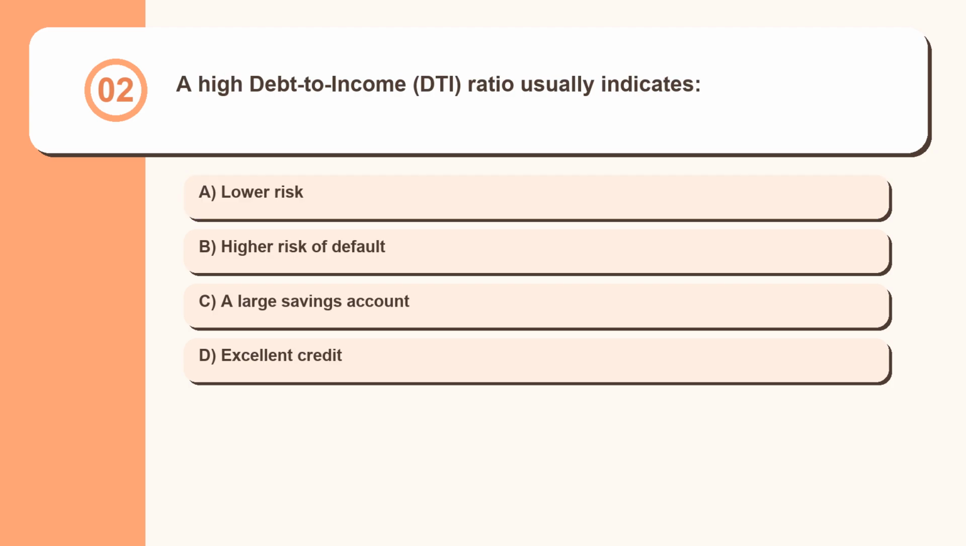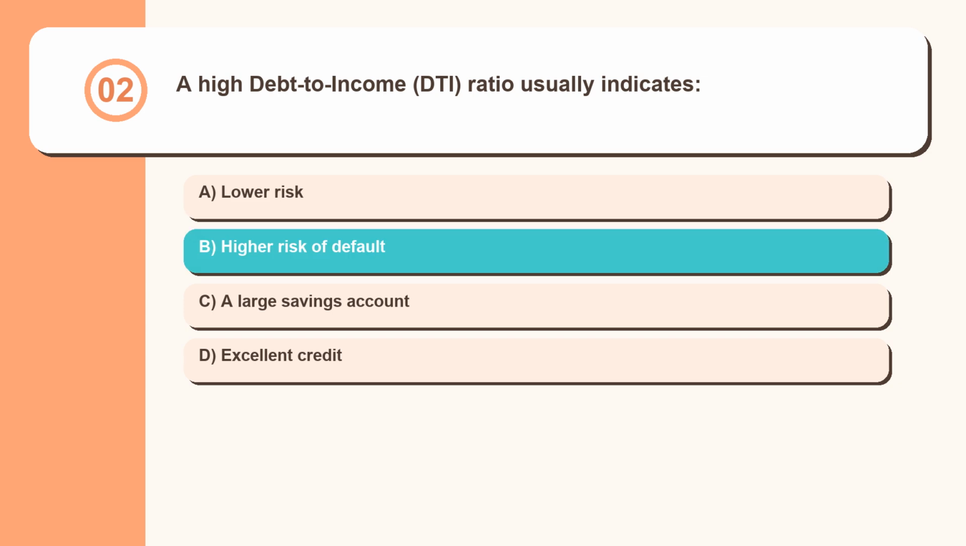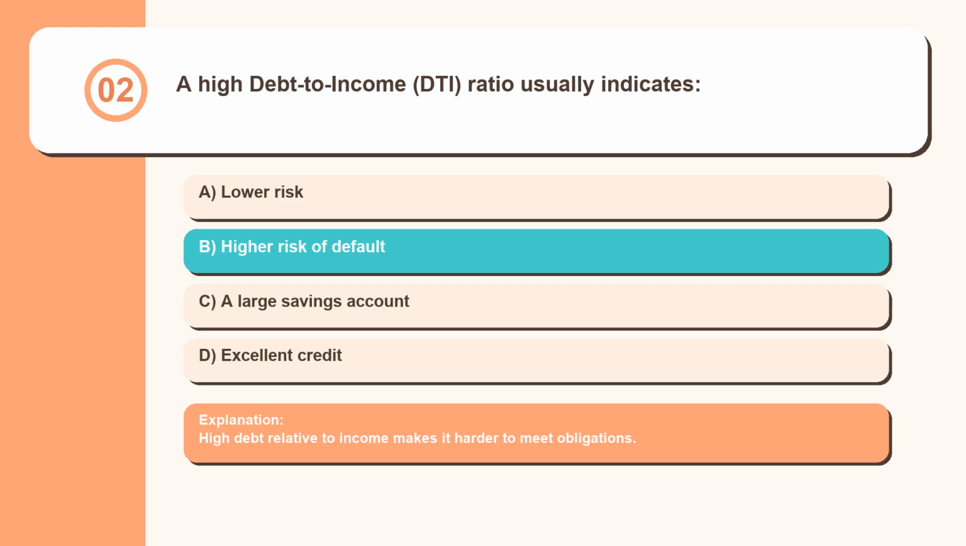Question 2. A high debt-to-income (DTI) ratio usually indicates lower risk, higher risk of default, a large savings account, excellent credit. High debt relative to income makes it harder to meet obligations.